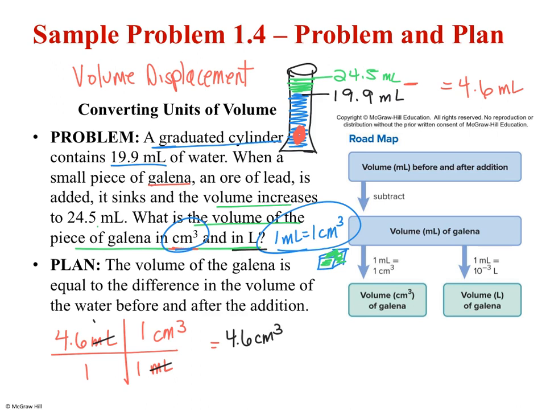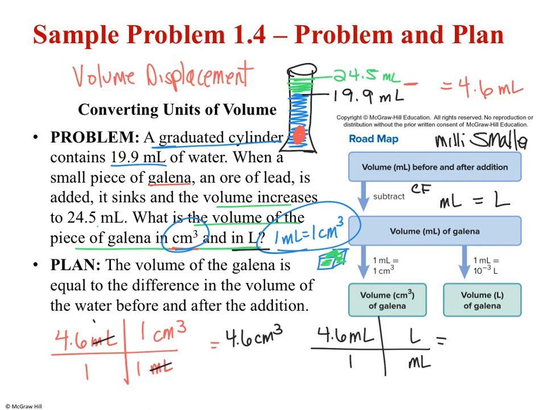And then it says, what is this in liters? So let's do another one, 4.6 milliliters, that's your given. You put milliliter on bottom. Can you go from milliliter to liter? This is a conversion factor you should have memorized. Okay, so let's do it. Is milli big or small? That's small. Okay, so it's a smaller unit.